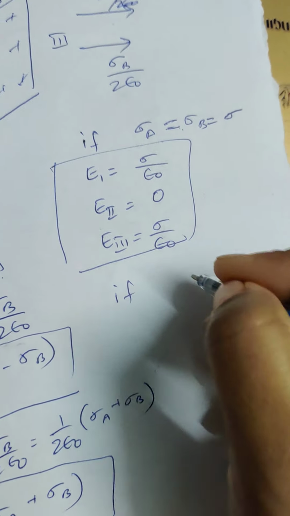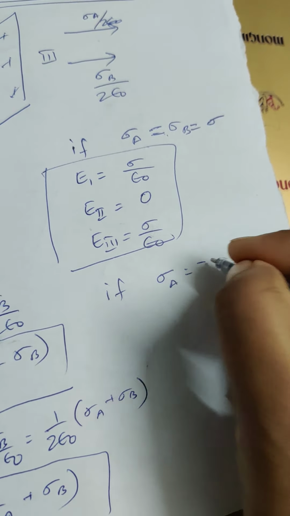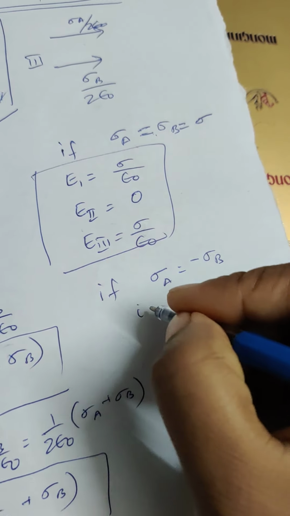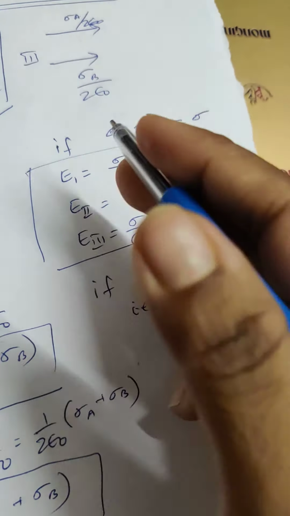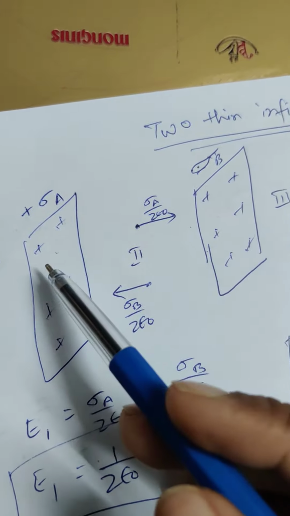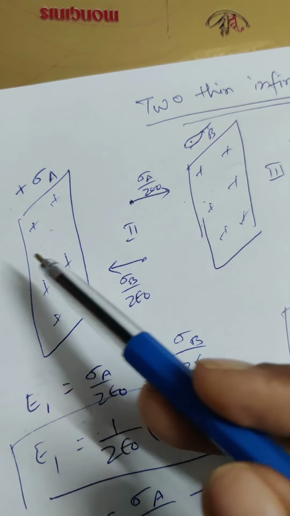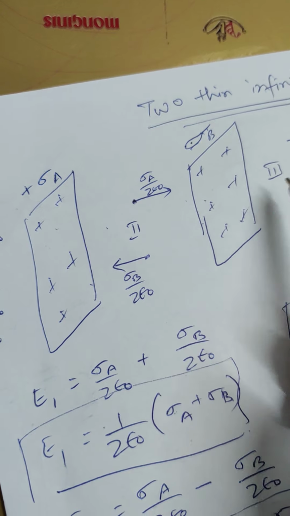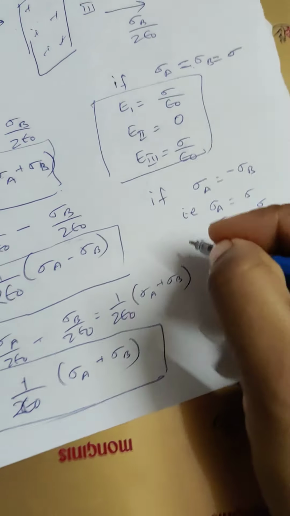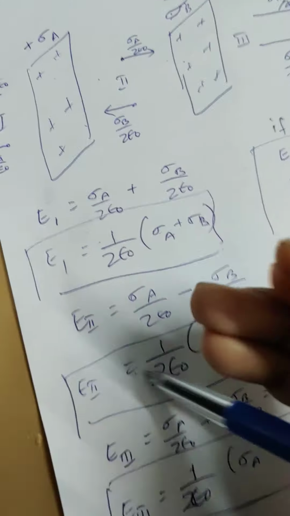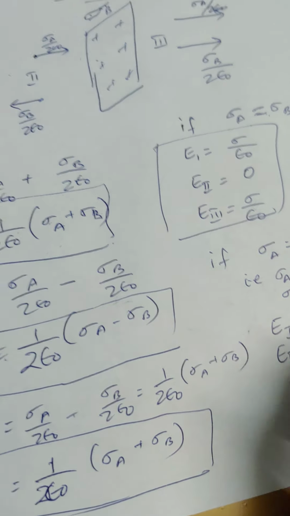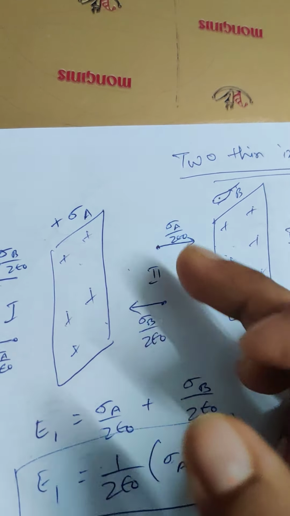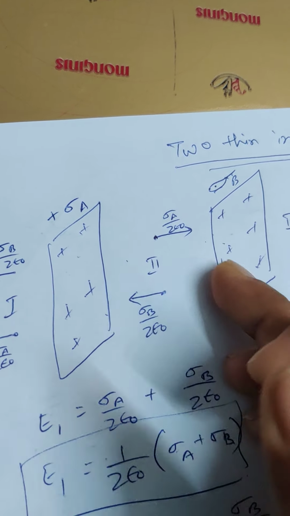Now there is another case. If sigma A is equal to minus sigma B, that is, sigma A is sigma and sigma B is minus sigma, then what do you do? That means they both have equal charge density but of opposite sign. So this is plus sigma and this becomes minus sigma. Then what will happen? Then you see region E1, the first region. Here sigma minus sigma becomes 0. So the electric field in this region will become 0. Then E2, come to this region. This is plus sigma and this becomes minus sigma. So the direction also becomes this side.